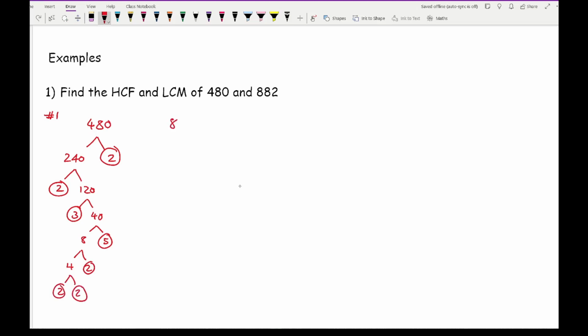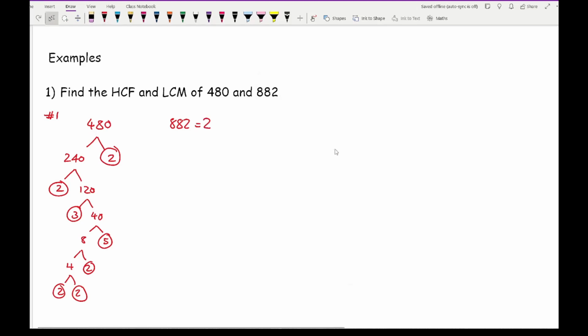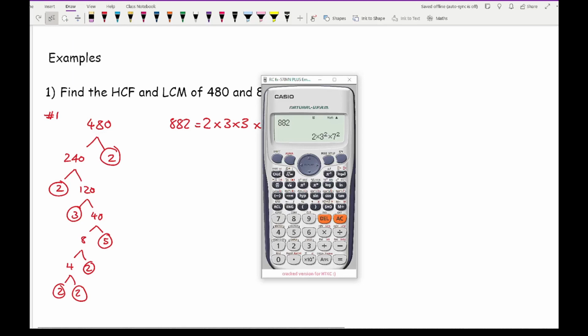And then for 882, I'm going to use my calculator. So let me just get that up again and do 882, press equals, then shift and fact. So I've got 2 times 3 squared, so 2 times 3 times 3 times 7 times 7. And let me just bring that calculator up to make sure I've not entered it wrong. Nope, that seems absolutely fine.